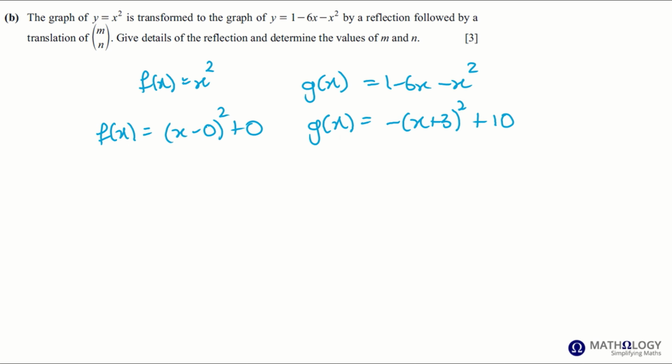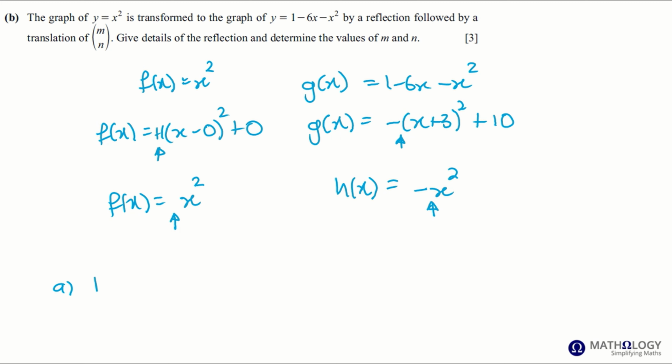Now the first thing we need to notice is that the coefficient of the squared term in f of x is positive 1. The coefficient of the squared term in g of x is negative 1. Now that positive to negative indicates that there is a reflection about the x-axis, because the y values have actually changed. Let's, for example, call it h of x, just so we don't confuse it with this. If h of x is negative x squared, and f of x is positive x squared, you can clearly see that the coefficient of x squared in f of x is positive 1, and in h of x it's negative 1. That means that there's a reflection about the x-axis.